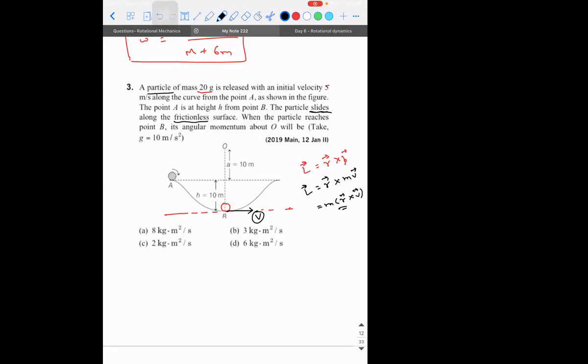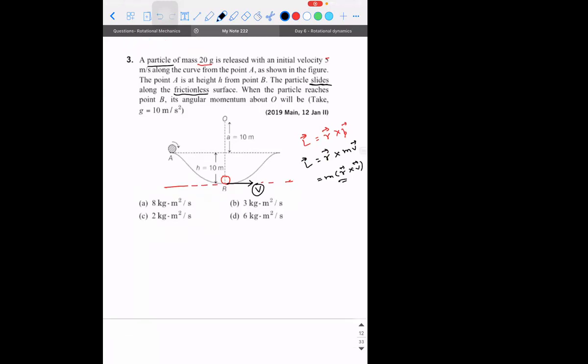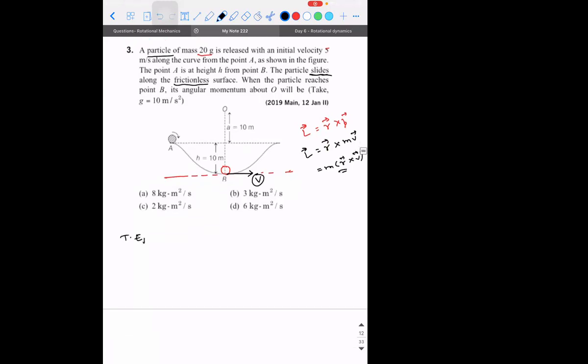Energy conservation. So the total energy, very good. The total energy at A is equal to the total energy at B. So what is the total energy at A? It is mgh. It has only potential energy because it is released from rest, I thought.